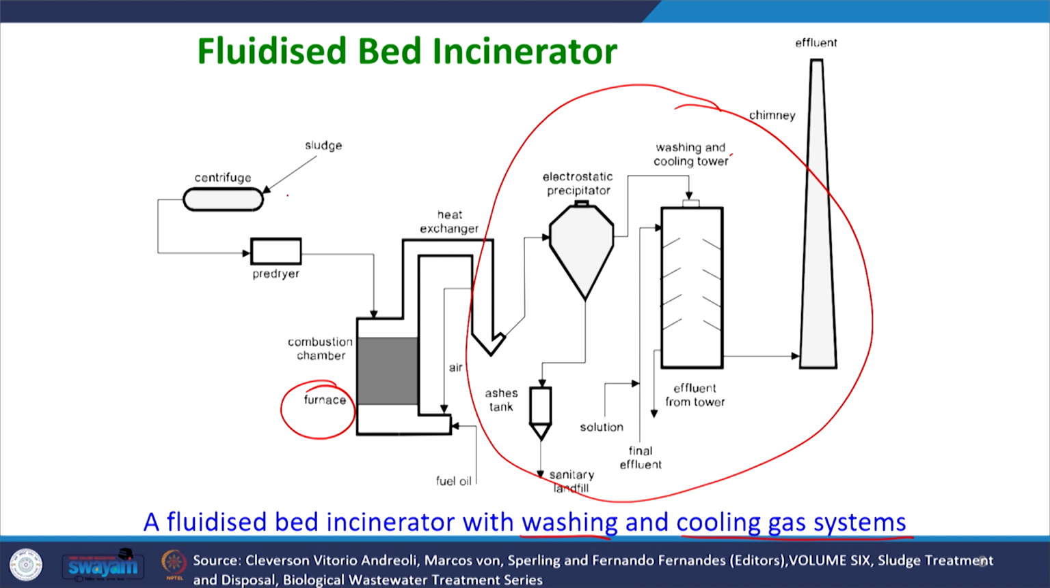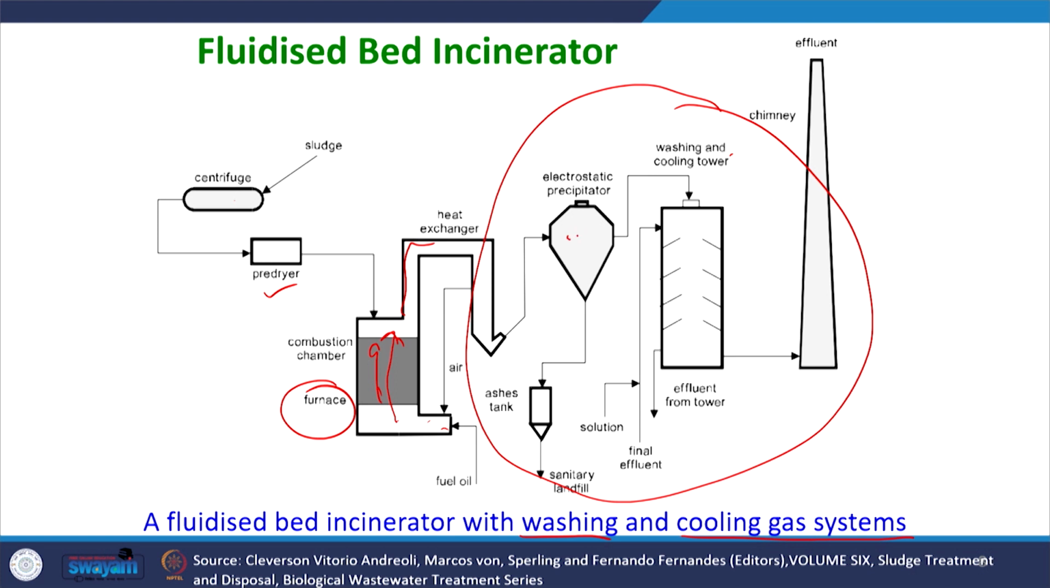So, we have sludge which is centrifuged, and then we have a pre-dryer, and it goes into the combustion chamber where fuel oil is there and air is there. The air helps in the fluidization of the sludge. Now, the burning happens in this case. So, we have the flue gas which is coming out. From the flue gas we have to remove different materials.